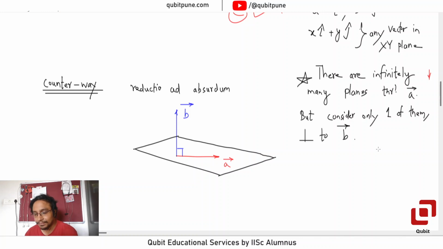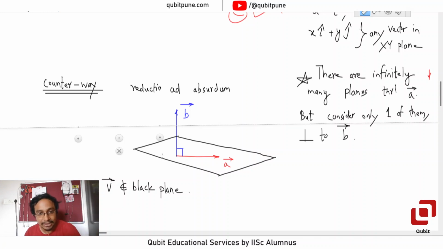Yes. Okay. Now let us suppose that V bar is not in the black plane. Let us suppose V bar does not belong to the black plane. Now the moment you say this, something interesting turns out.